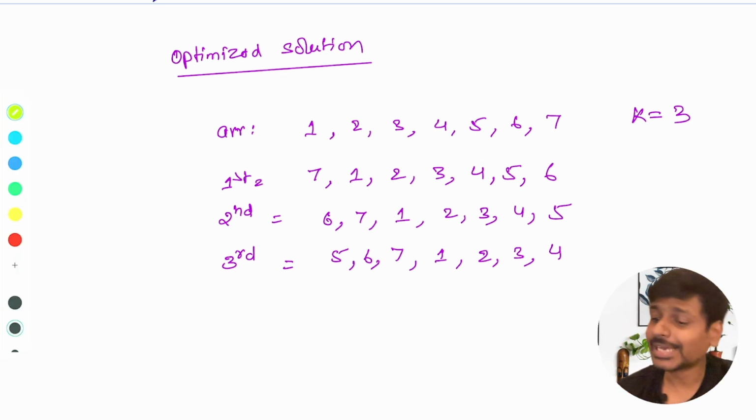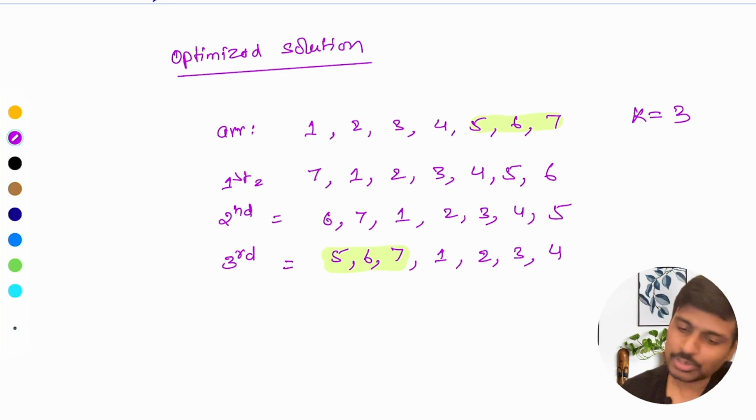If we see the last array, we can make a clear observation. We are actually moving the last k elements towards the first position. And if you get this intuition, then the solution is pretty easy. Now just hear me out on how we can solve it.